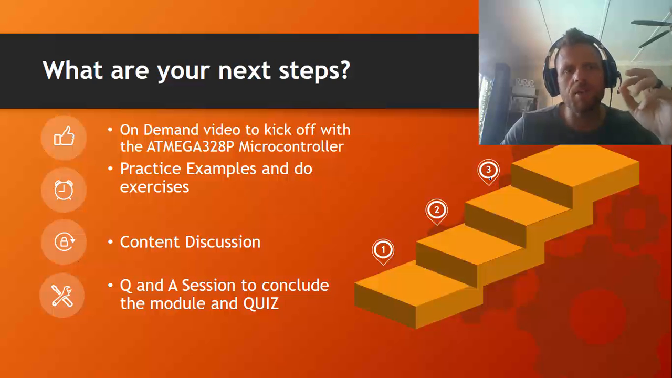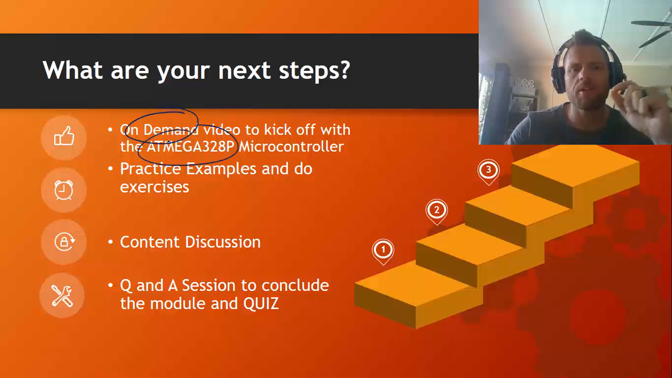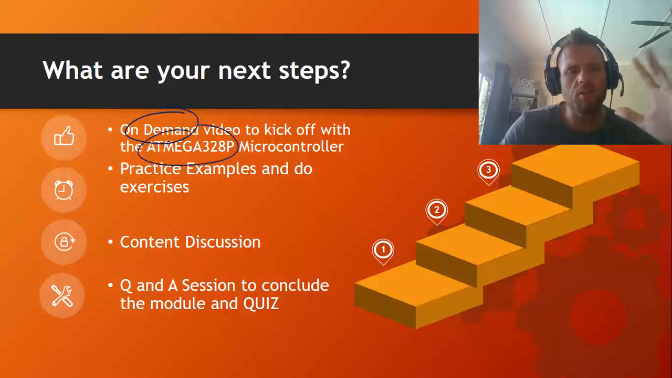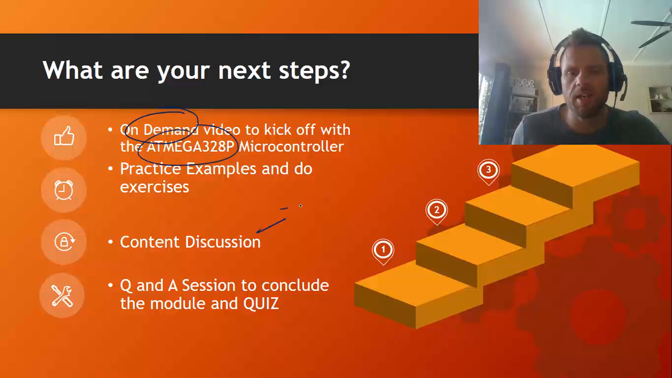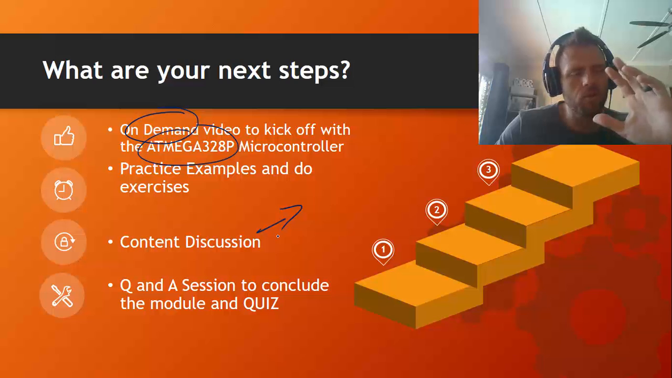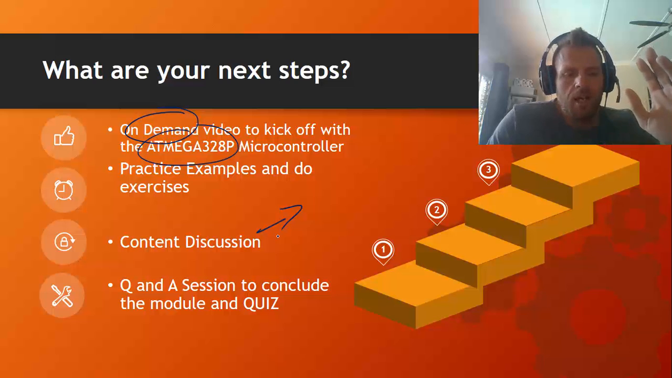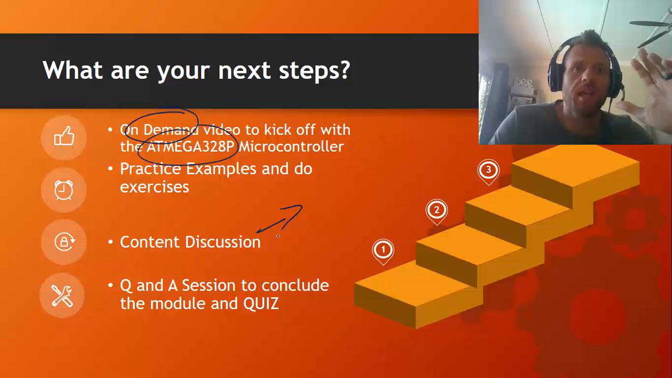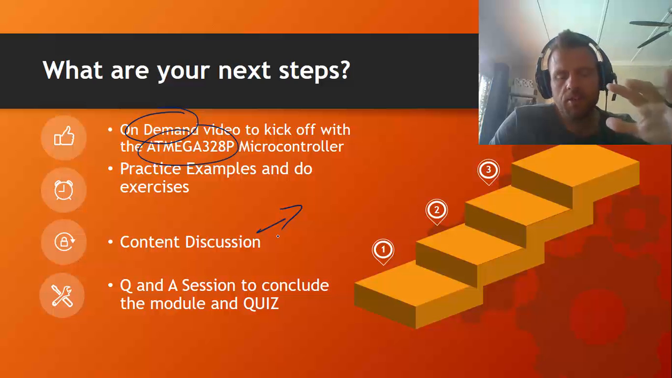So what are our next steps? Our next steps is we're going to start with the on-demand videos to kick us off with the ATmega 328. Then there's always going to be some practice examples and exercises. There'll be content discussions, and then Q&A sessions. Now you'll notice there is a discussion board in the section on Brightspace. So you really need to make sure that your registration is in order so that you can access this content and that you don't fall behind, because if you fall behind in the subject, then it is painful to catch up. So I don't want you to play catch up. I really want you to stay on top of your game.